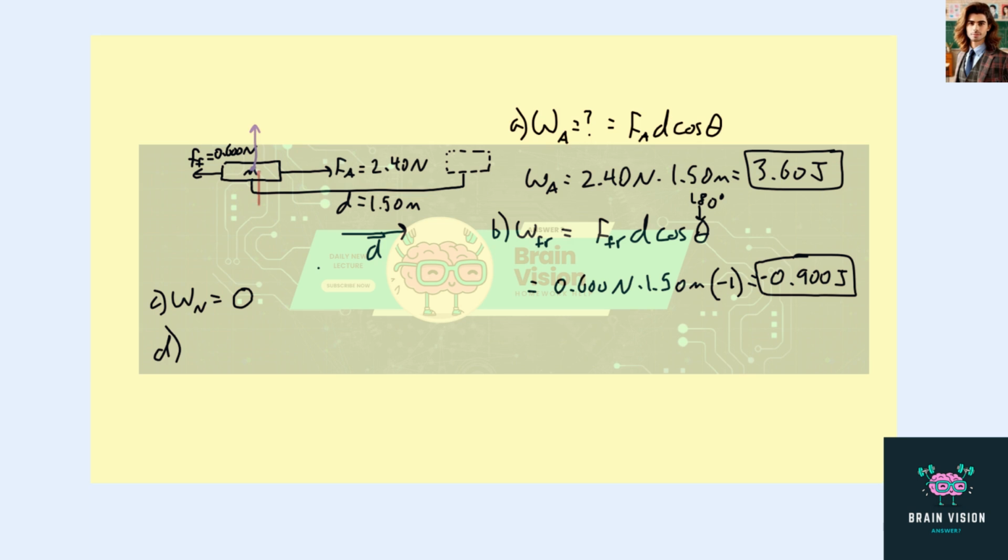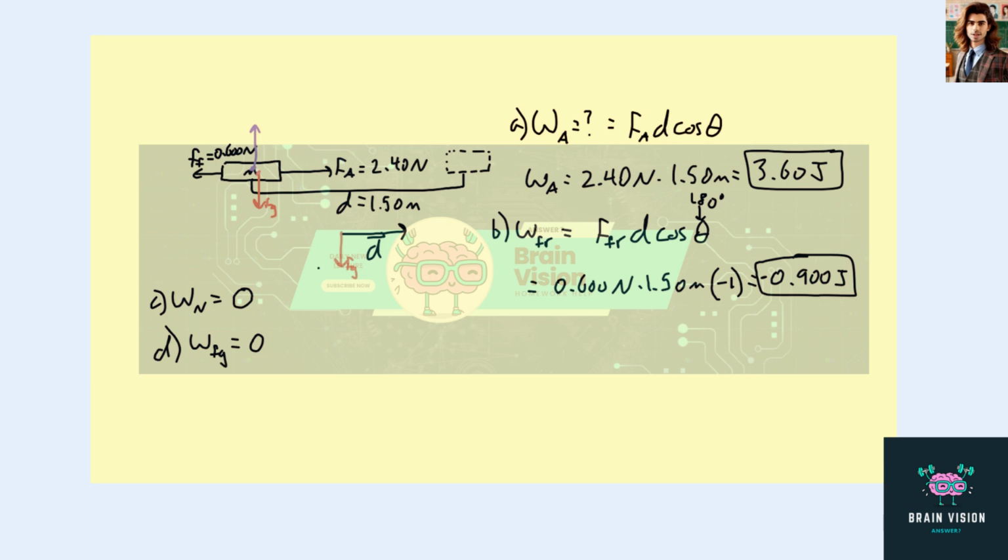And the same will be true for gravity. If I have the force of gravity here, that is still completely normal to my distance vector, right? My distance vector goes to the right. My gravity vector goes down. So the work done by the force of gravity is going to be equal to 0 because I'm not traveling in that direction at all.